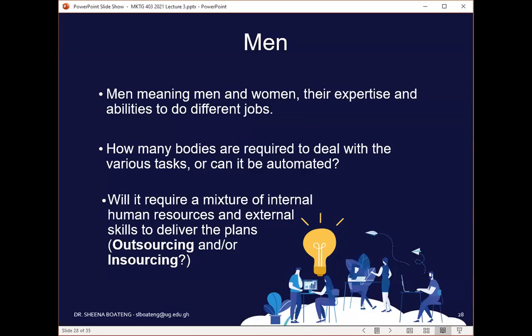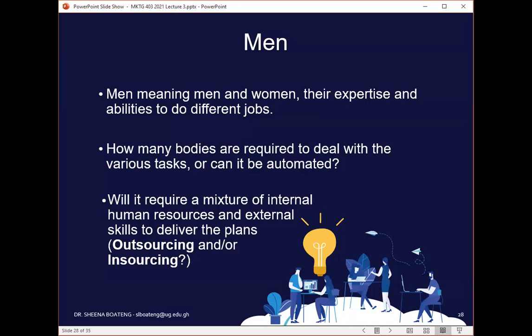So some questions we need to ask ourselves include, how many bodies are required to deal with these various tasks that we are asking to be performed? Or perhaps some of the tasks can be automated. If so, which ones? And which ones cannot be fully automated and will therefore require some form of human intervention? We need to ask ourselves all these questions as it relates to this resource.